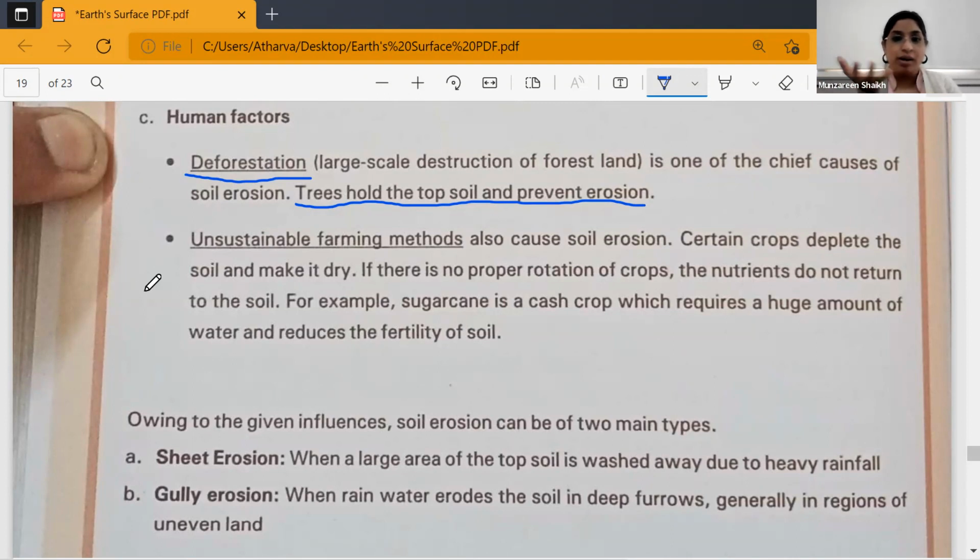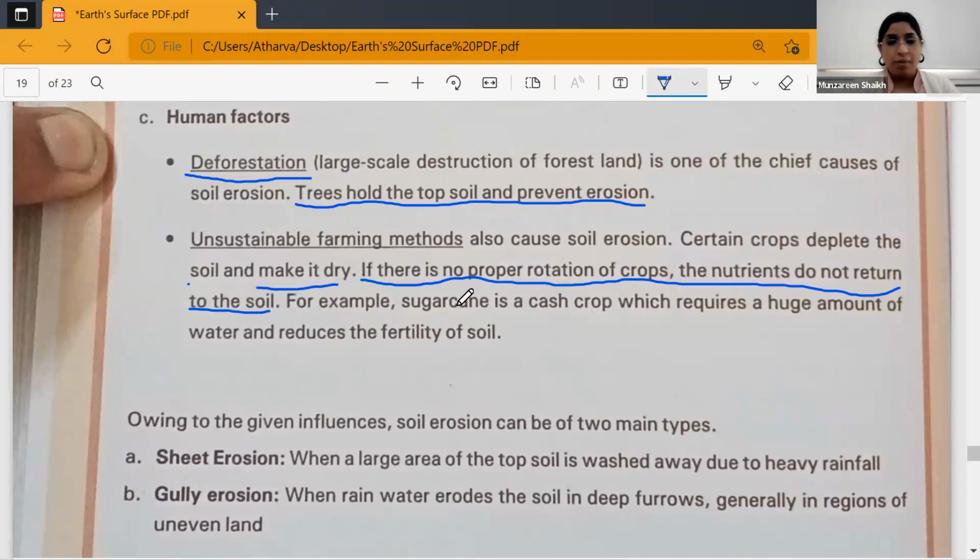Now if the farmers are not doing proper rotation of the crops to make sure that the fertility of the soil is not lost, the nutrients will go away, and the soil becomes dry. Please underline this. If there is no proper rotation of crops, the nutrients do not return to the soil, and it will make the soil dry.